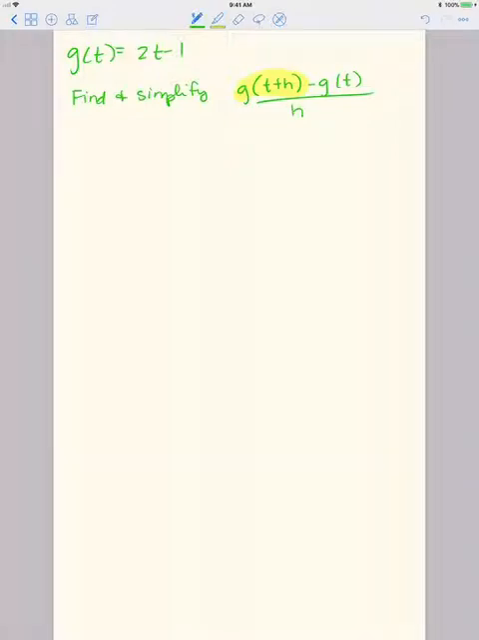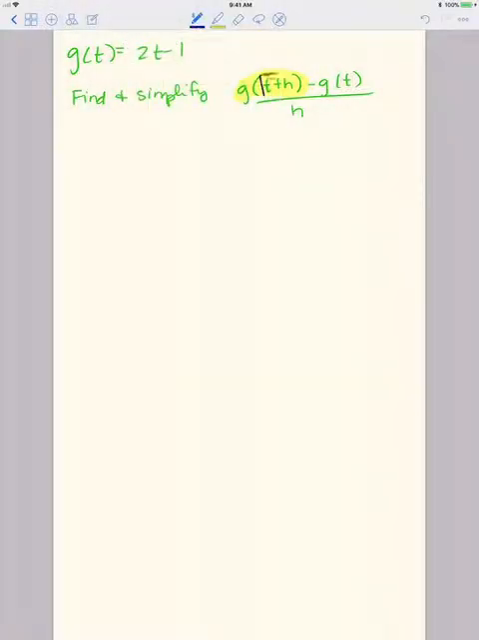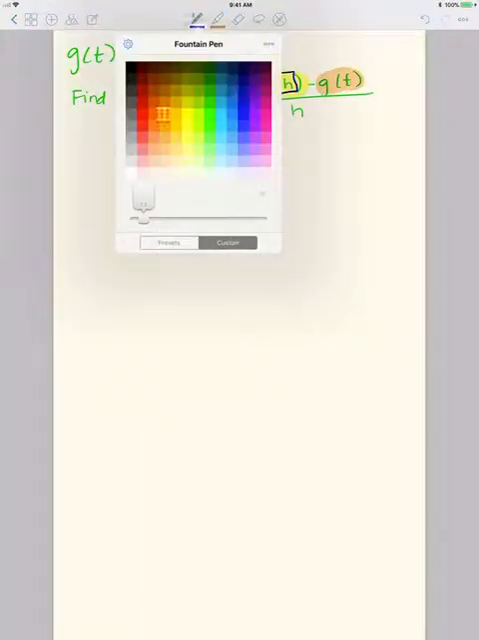So if you remember from function evaluation, all that's going to do is take the t plus h quantity and plug it in for t, since g is a function of t. So instead of 2t minus 1, you'll just have 2 times t plus h minus 1. And then the second thing is you just subtract off that g of t function as it is. There's nothing extra to do for that.